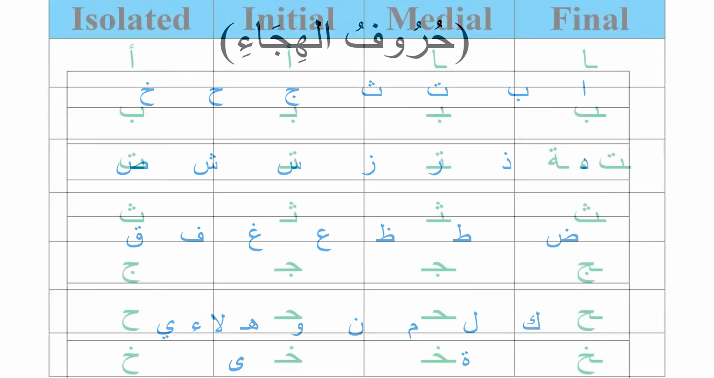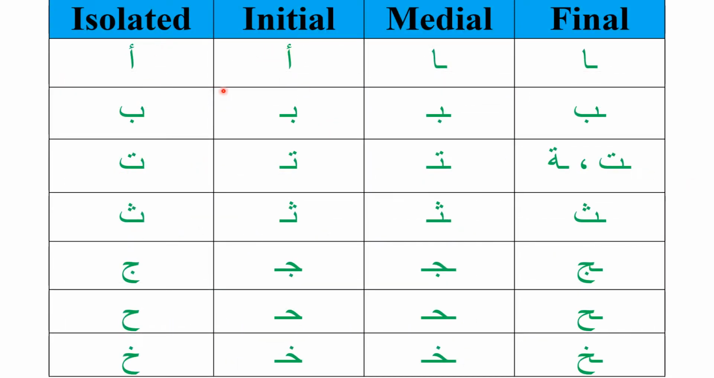And now this is the chart. At the beginning of the chart, we have alif, ba, ta, tha, jim, ha, kha. These are all the same, so all the alif right here. When the alif is isolated, it looks like this. Also, when it's initial, at the beginning of a word or by itself, it looks like this, whether it's isolated or initial. In the middle it cannot be, but this is the final.